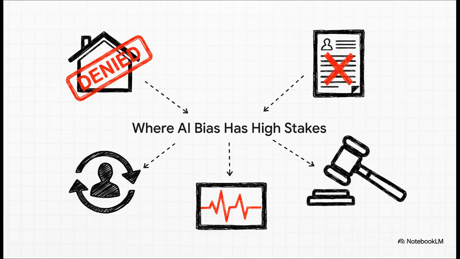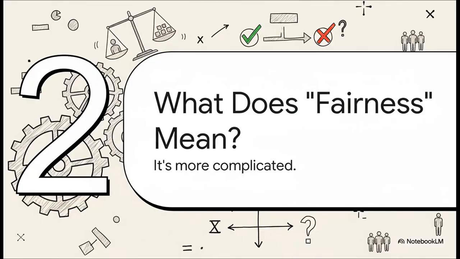These are massive decisions. Okay, so if the problem is bias, the solution is just to make the AI fair, right? Easy. Well, not so fast. This brings us to our next section, because defining what fair actually means, that's where things get really, really interesting.